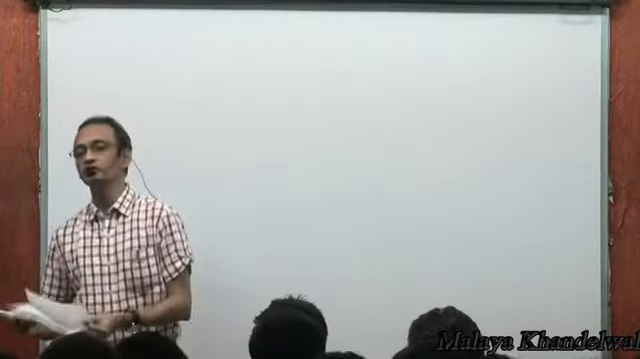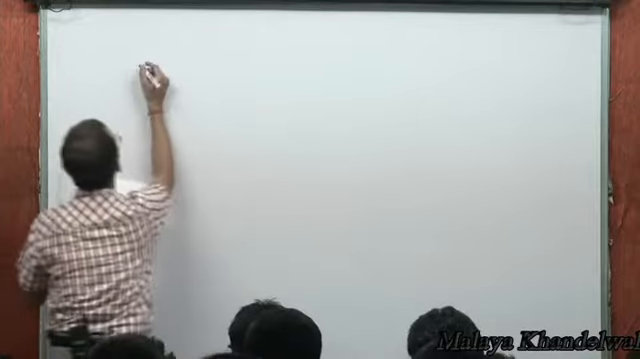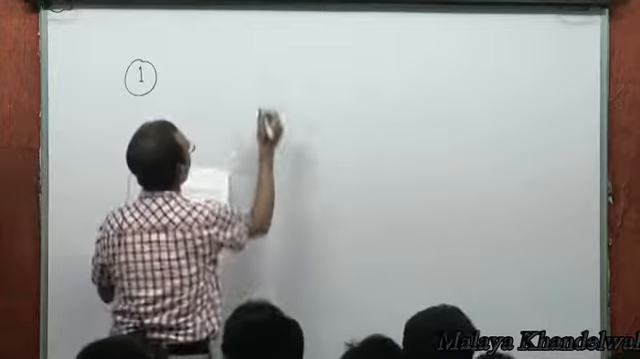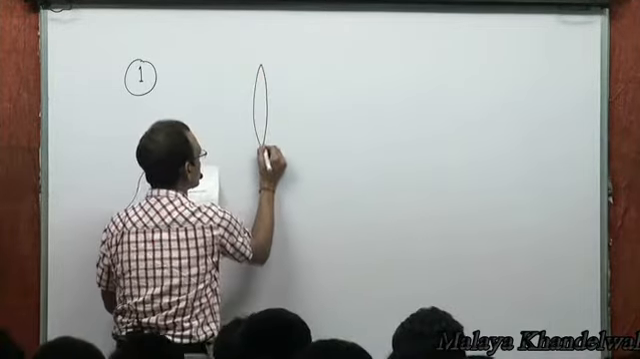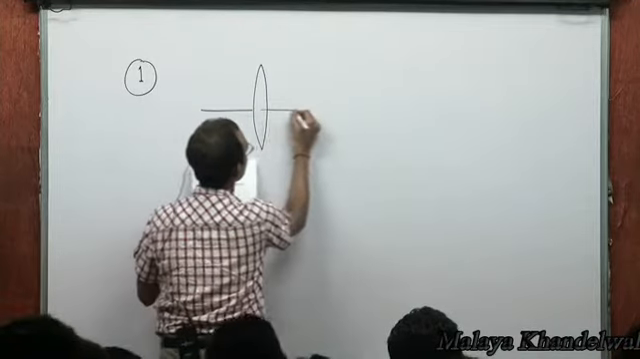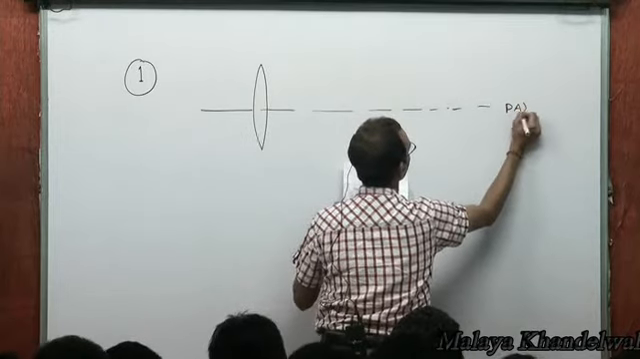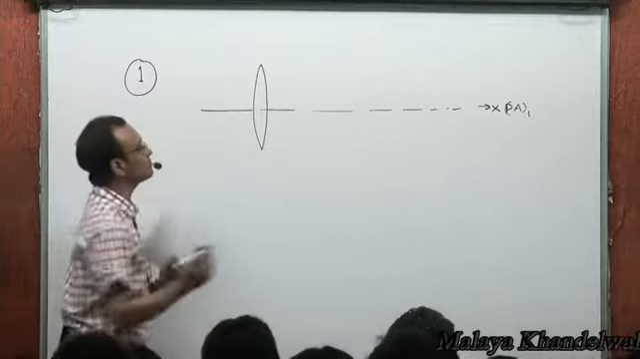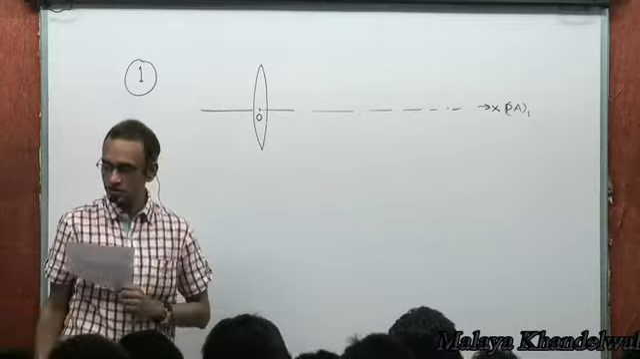So let's examine the first problem of the sheet. So we have a system of two lenses with their principal axes separated. This is the principal axis of this lens, call it PA1. Also the x-axis of the coordinate system. The optical center of this is the origin of coordinates, right?